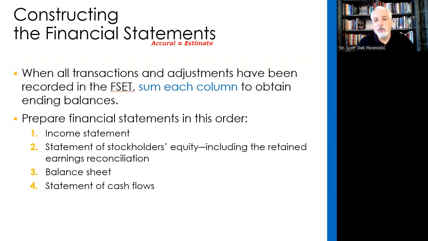And from here, we will be constructing our financial statements. And the financial statements are prepared in the following order. We'll see this in the next video. Our income statement first, stockholders' equity, which is all that retained earnings stuff, the revenue and expenses get closed out, dividends get closed out. From that, we can prepare a balance sheet. We'll have a good retained earnings number to work with. And finally, our statement of cash flows, without which we can't survive if we don't know where our cash is coming from, where our cash is going.